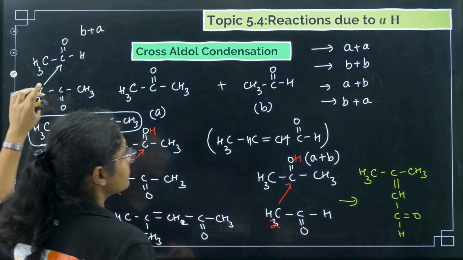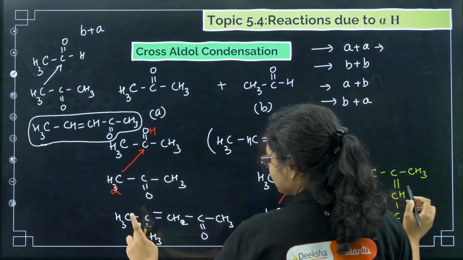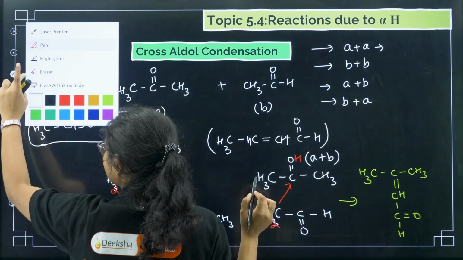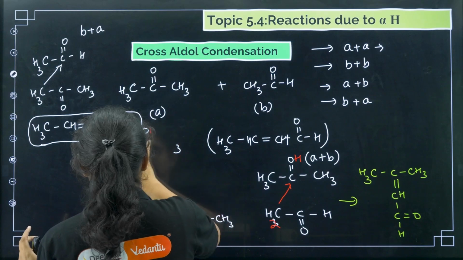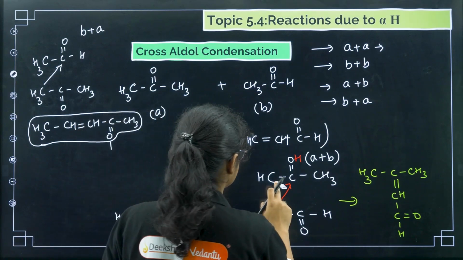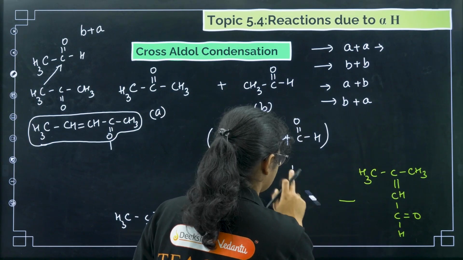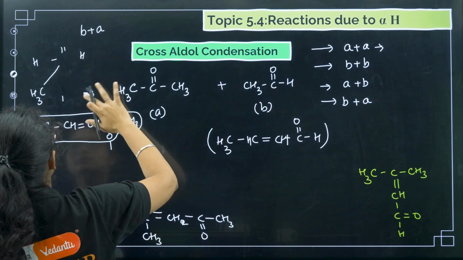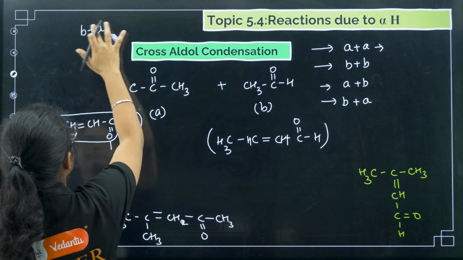Okay, so for A plus A, the product we got is this one. So I'll write it like this. I need a little space here. So we'll rub all the mechanisms and only products we can keep. I have this one, all the 4 products, so that you can understand what are the different products that are formed.